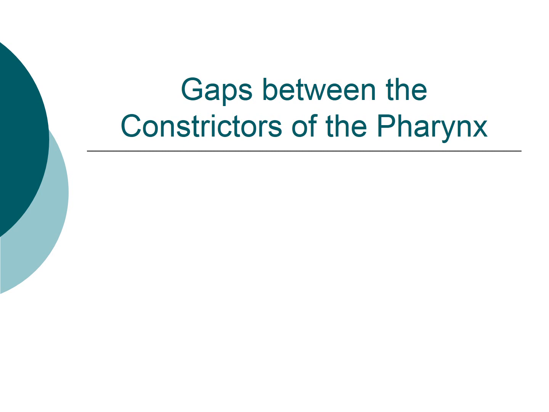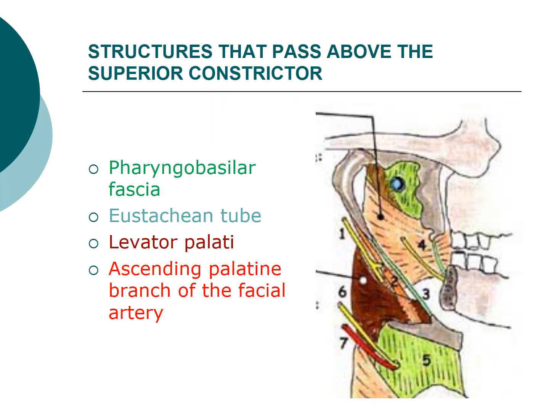There are gaps between the constrictors of the pharynx. These gaps between the superior, middle, and inferior constrictors contain certain structures we are going to look at now. This is the superior constrictor. Between the superior constrictor and the base of the skull, we have structures here.